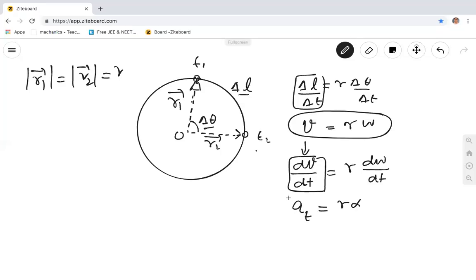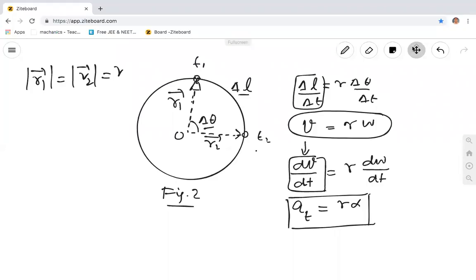You got both the relationships in a very short way by using this simple logical figure, figure number 2. Note this down, because these are very important relationships. V is equal to R omega and tangential acceleration is equal to R alpha. But you must mark it well in your minds that it is tangential acceleration. These are the relationships that you need to remember for circular motion.